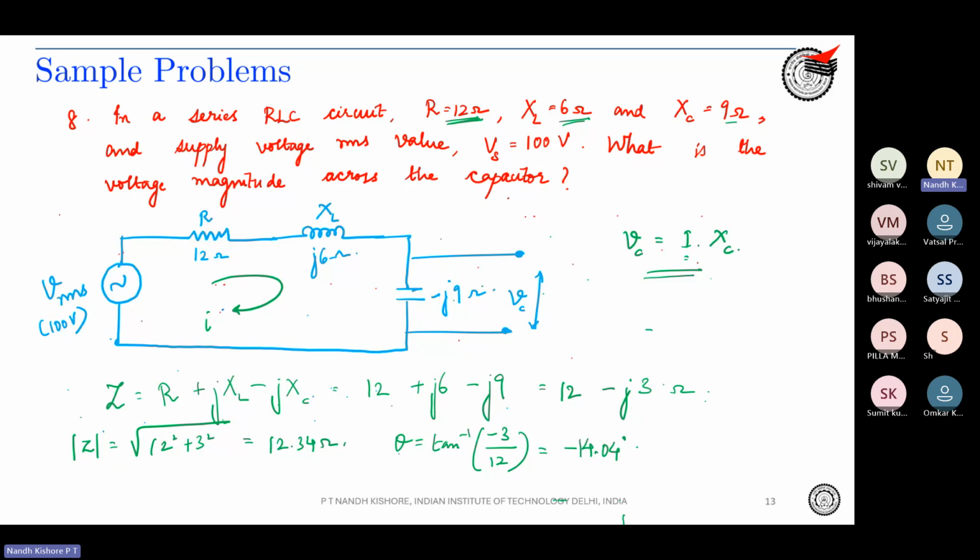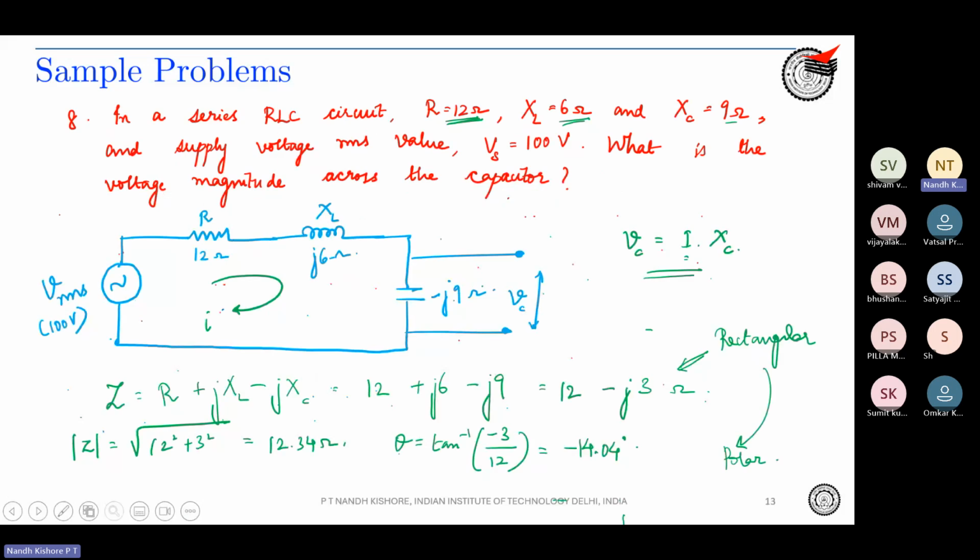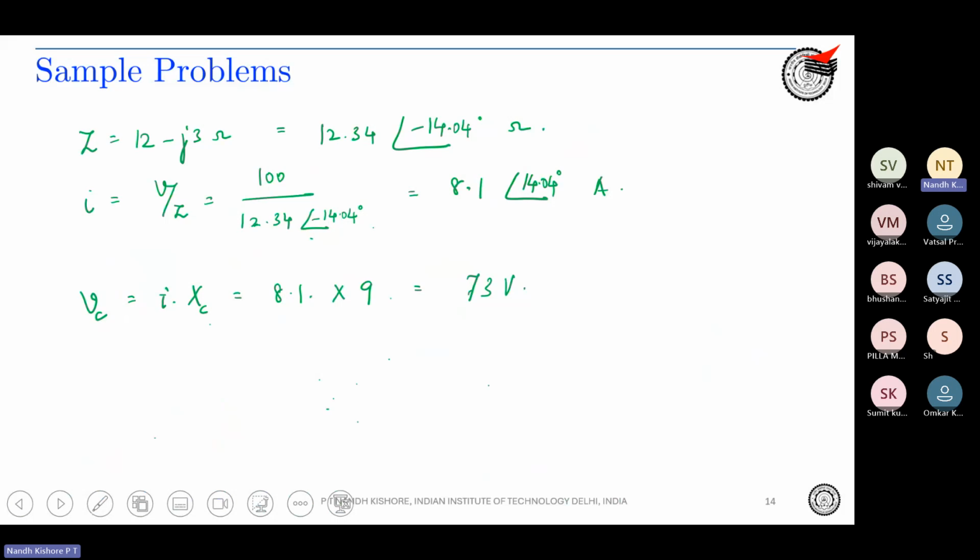Okay, so this is rectangular form, right? And what we did, we immediately converted rectangular to polar form. So find out Z, find out theta. So your current through the series RLC network is going to be V by Z, right? You find out the magnitude. So what will be your VC? VC will be basically I into XC. That is the voltage across the capacitor will be current into the impedance. Impedance is 9 ohm and the current is 8.1 amperes. Okay.